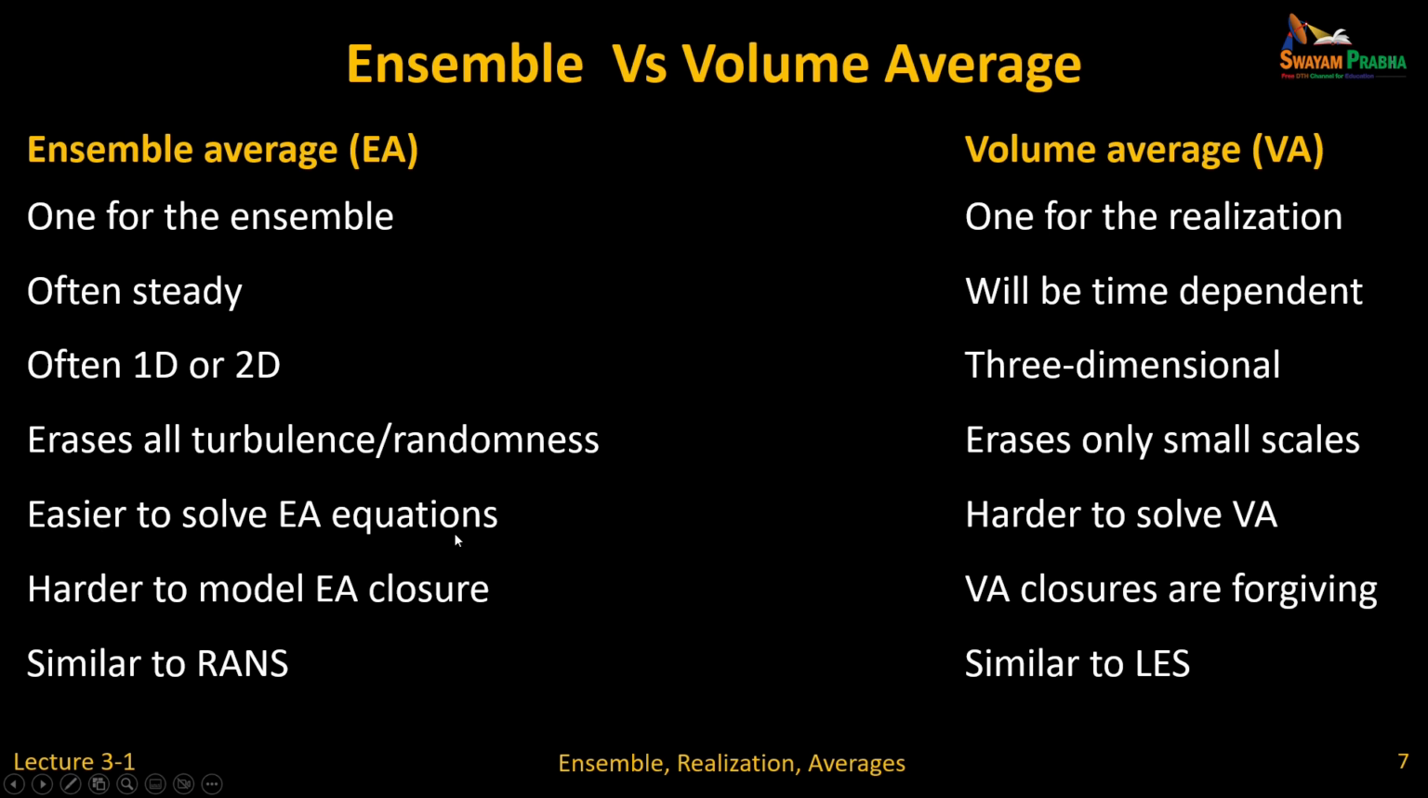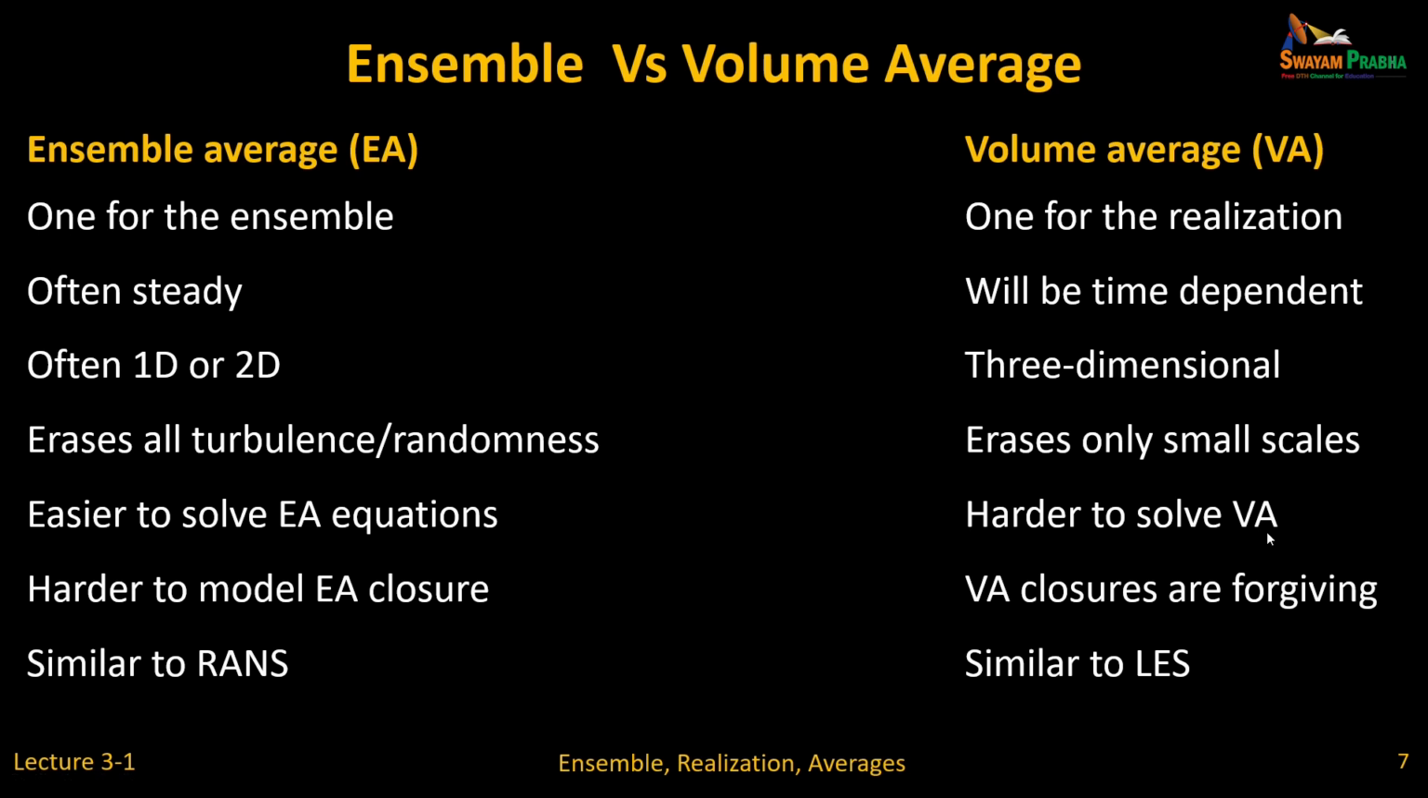The ensemble average approach therefore is easier to solve, okay, because all this turbulence has been erased. It is much smoother flow. Like I said, it could be steady, it could be one dimensional. So, often computationally it is easy to solve. What is hard about the ensemble average approach, like in RANS approach, is that now you have closure models and they are difficult. Okay. Whereas here you may have difficulty because it is a time dependent 3D problem.